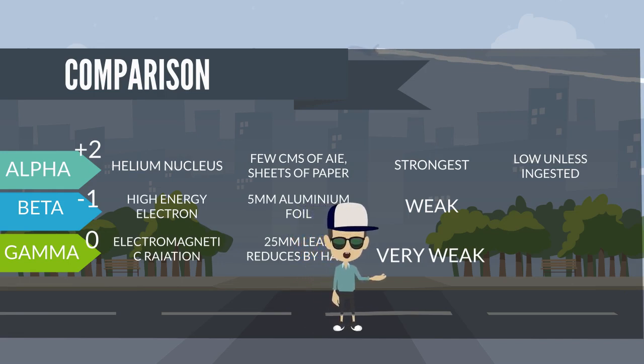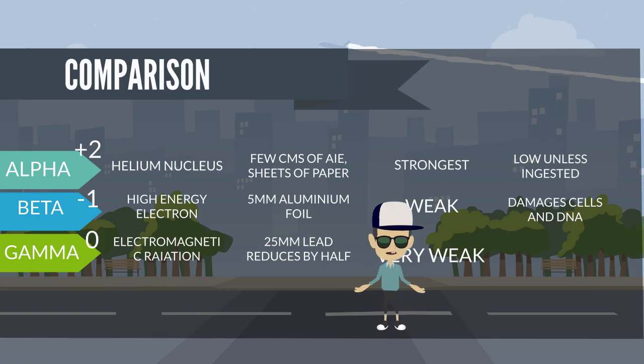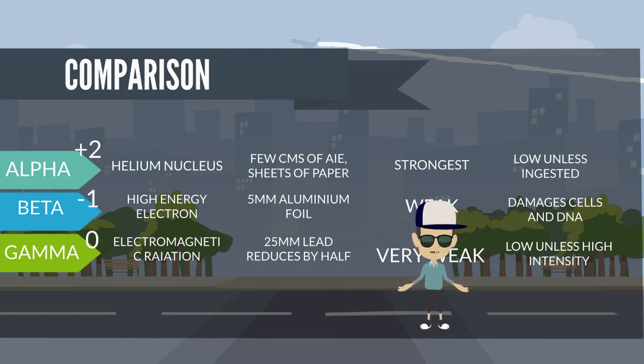Beta particles, well, they have potential to pass through your skin and so can damage cells and DNA at close range. Gamma rays are pretty harmless provided you're far away from them. However, if you're very close to the source of this radiation and are exposing yourself to a lot of gamma rays, that can be quite dangerous.